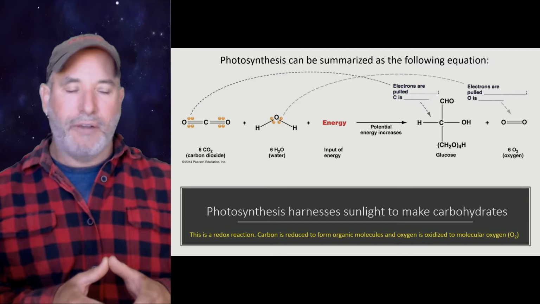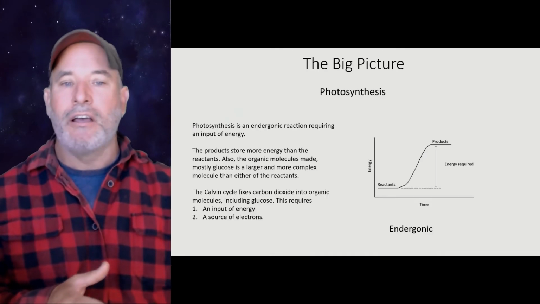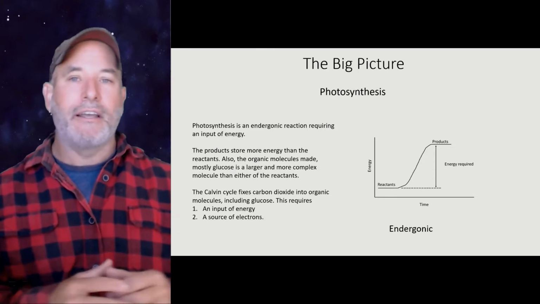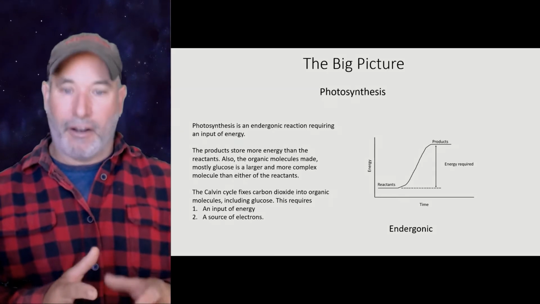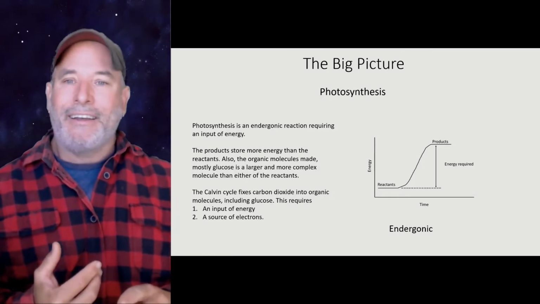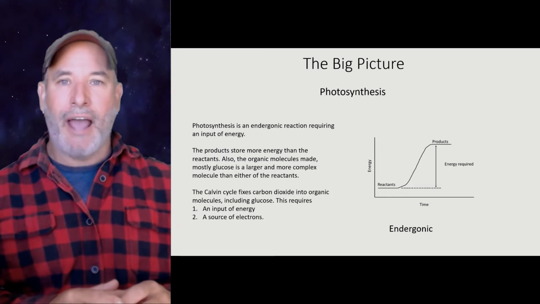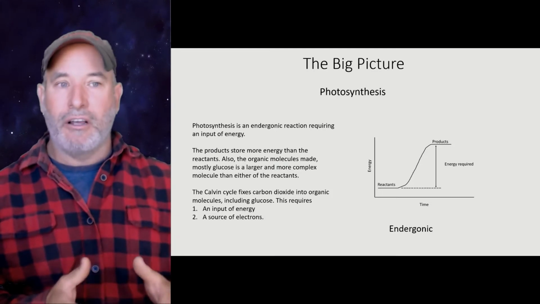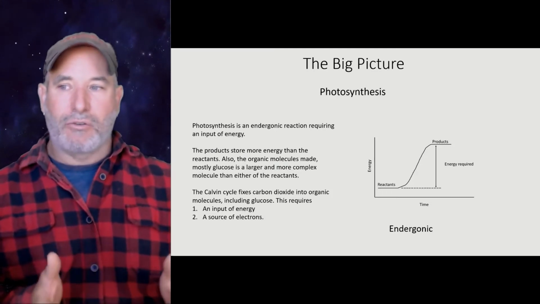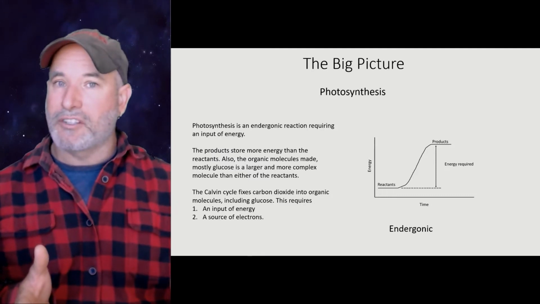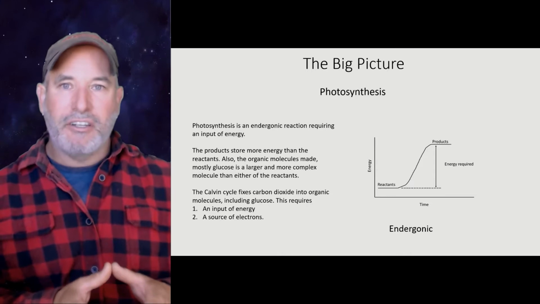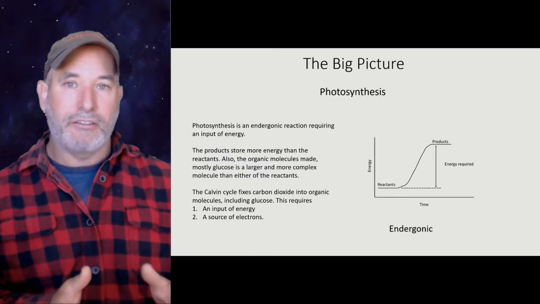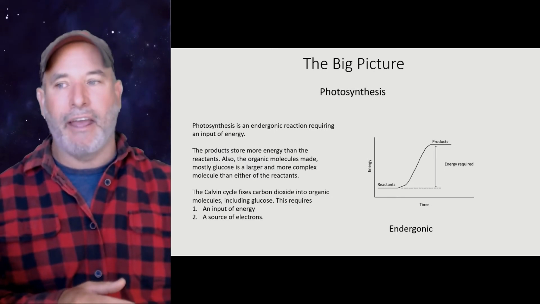Now, one more thing about this reaction. It's not only a redox reaction, it is also an endergonic reaction. We know that endergonic reactions require energy. That means that the products, glucose and oxygen, store more energy than the reactants, carbon dioxide and water. So we need a source of energy for the Calvin cycle, and that source ultimately is the sun. The light reaction is basically making the electromagnetic energy available as chemical energy. So that's where our high energy electrons come into play, and ATP.